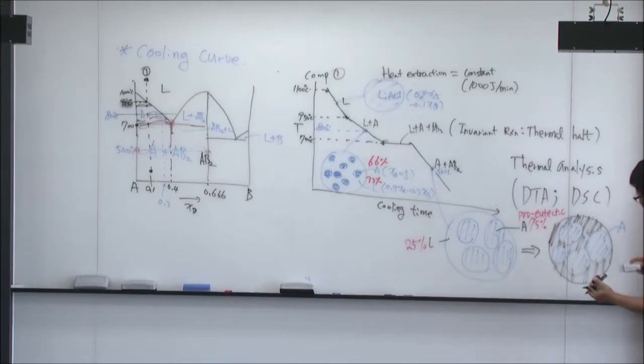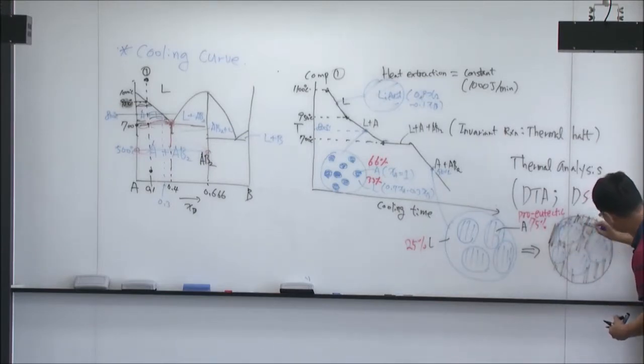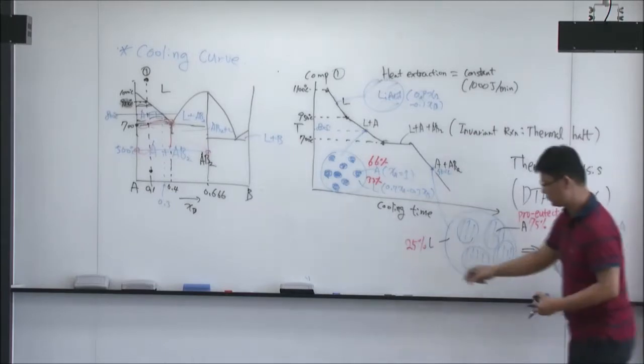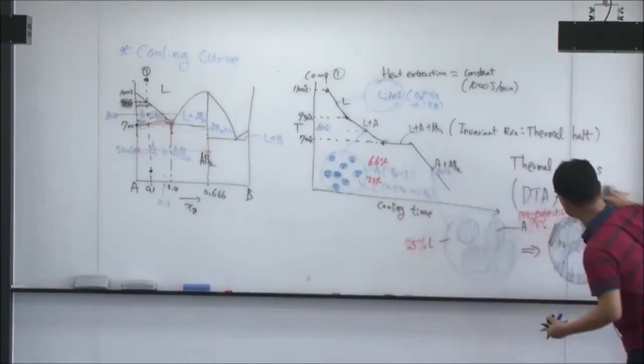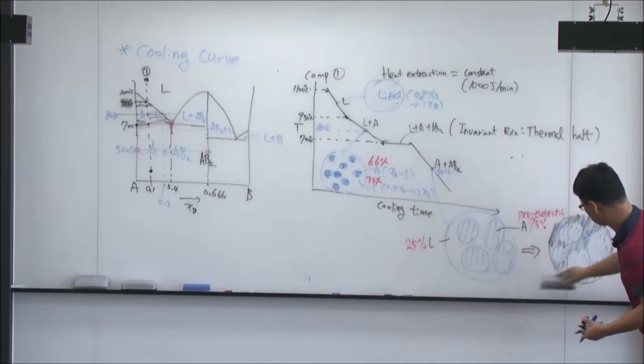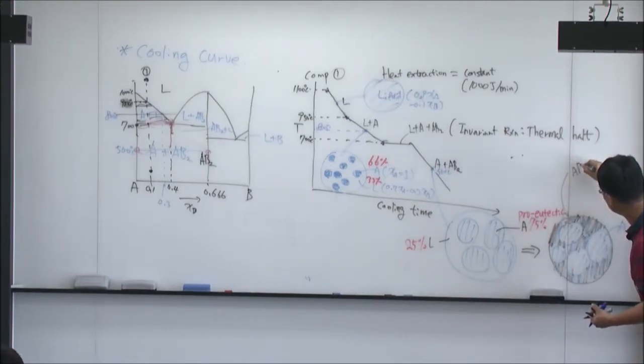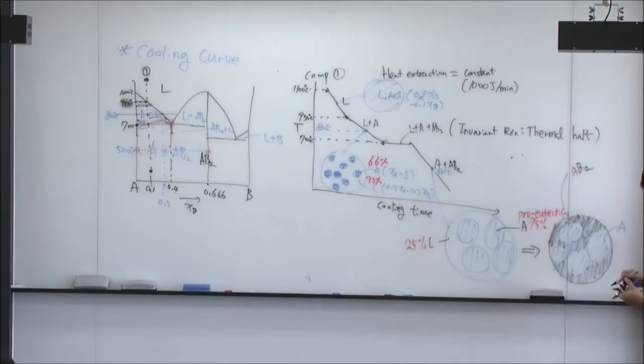And then in between, this color actually determines the two different phases. So you have a mixture of this one. This black one is the AB2 phase, and then this blue is the A phase.